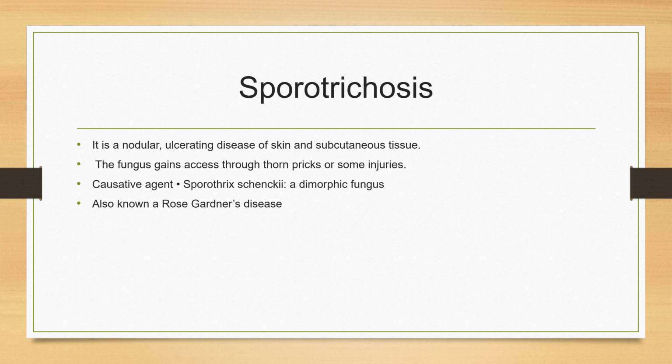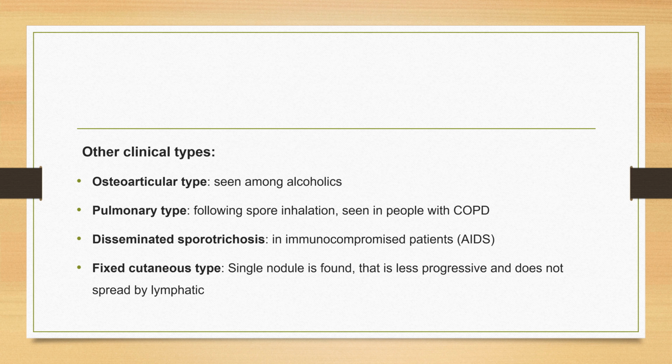It is a nodular ulcerating late disease of the skin and the subcutaneous tissue, and the fungus gains access through the thorn pricks and some injuries. The causative agent is very important. It is basically the Sporothrix schenckii, a dimorphic fungus, and it is also known as Rose Gardener disease. So basically the question can come in the form of a Rose Gardener disease.